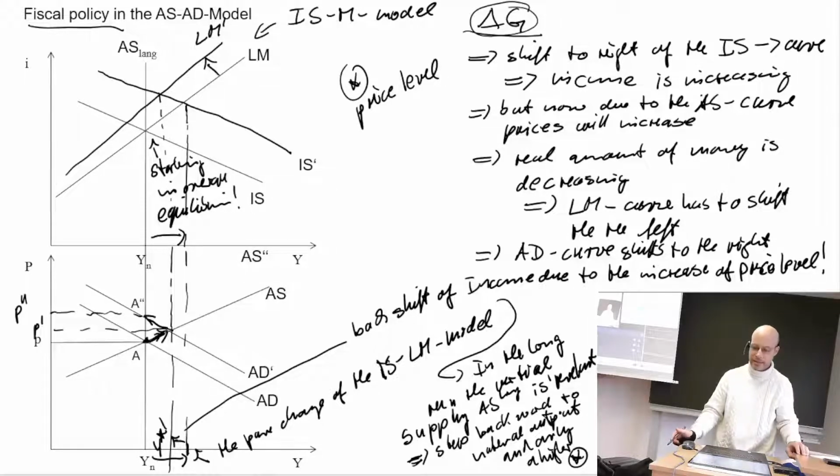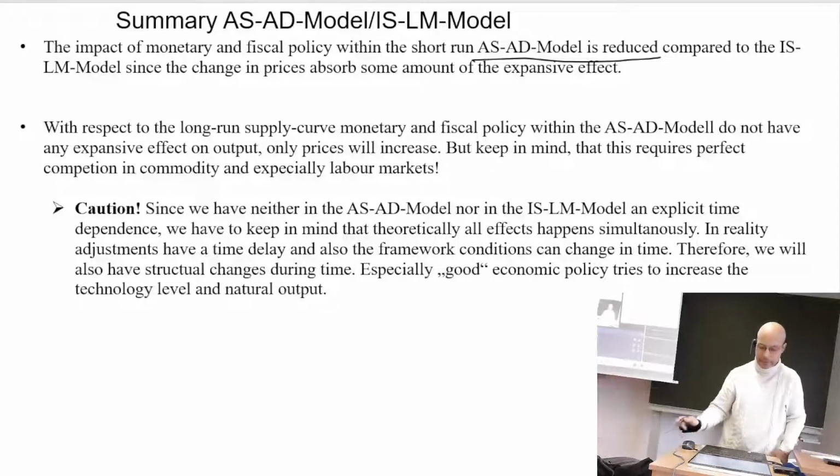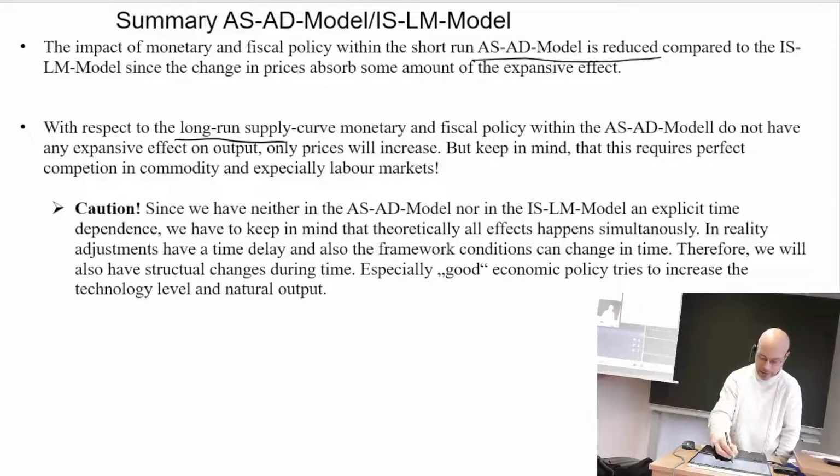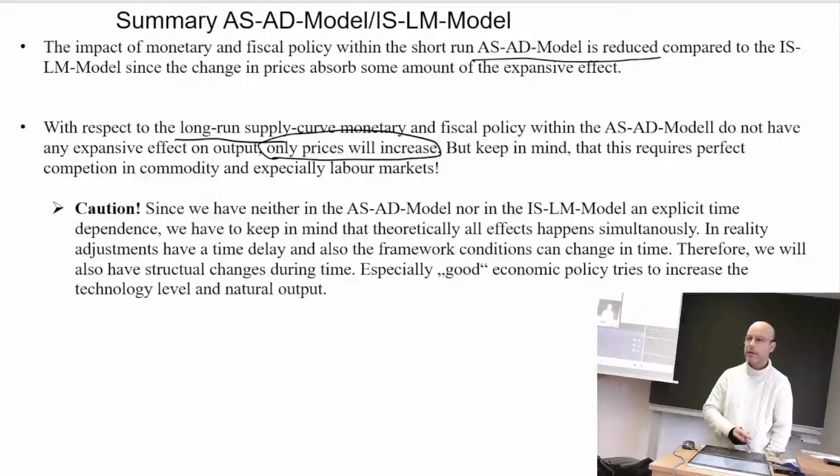And also in this case, we would have at first at constant prices this total shift, but again some of this total shift is also absorbed by the increasing prices. And then we have to admit, in the long run, if we have our vertical supply curve, then this would mean that only prices would increase. And this is quite often the argumentation of neoclassical economists.